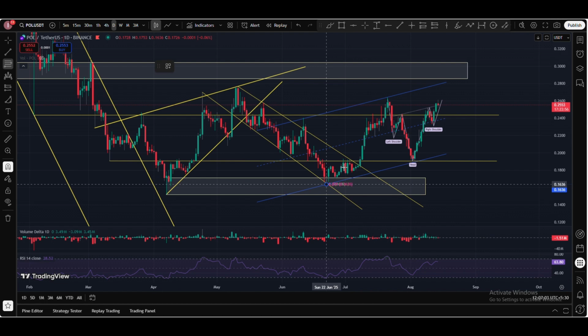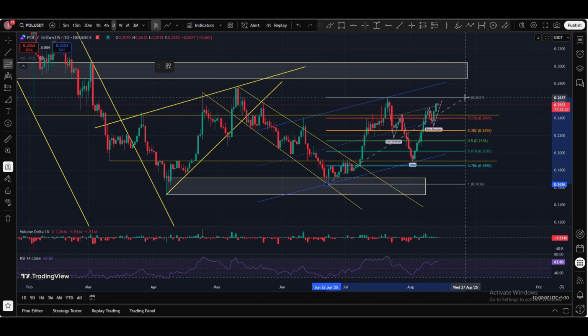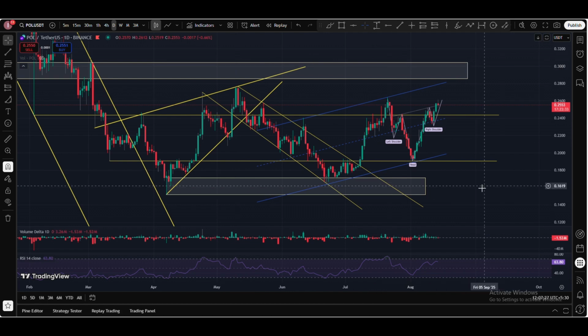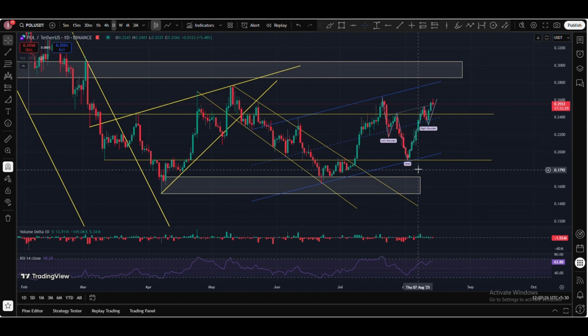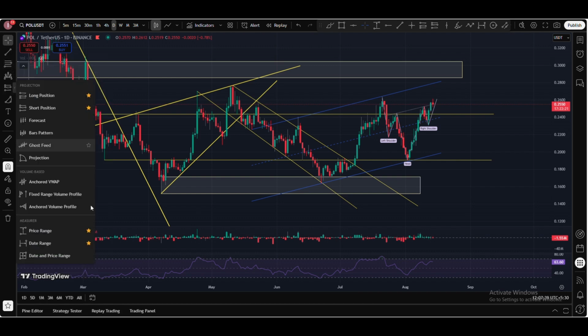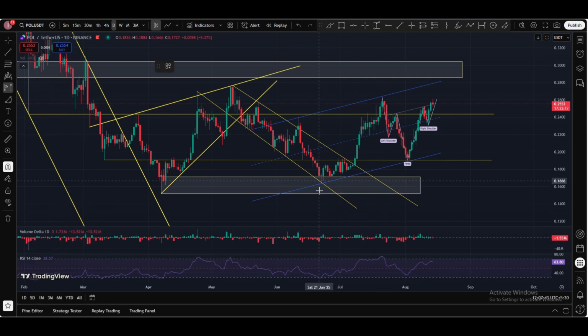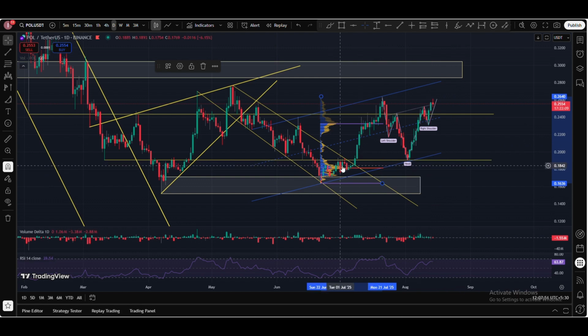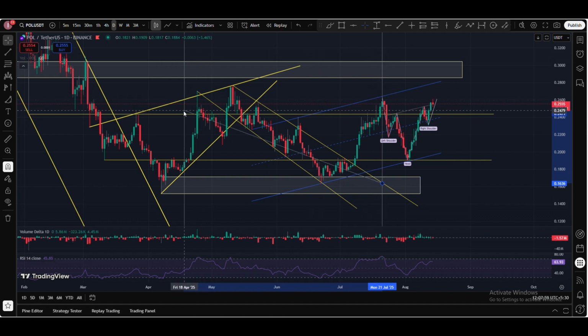Not only that, we can use fib retracement, and we put the retracement, and you can see market has come to this golden zone, the 0.618 zone. Market came to the golden zone, and that is a huge trading opportunity. Not only that, we can put the fixed range volume profile, and this level is the market point of control level.